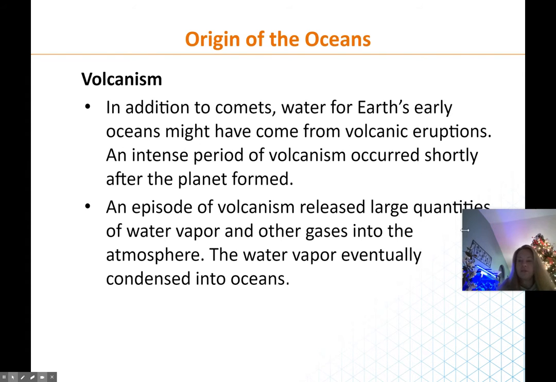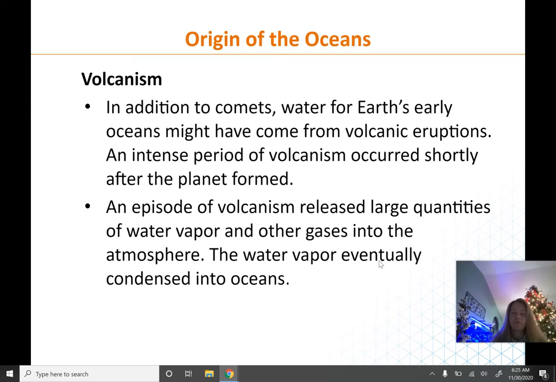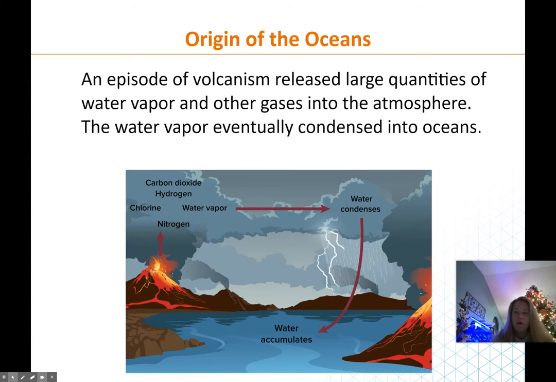And then volcanism. So I mentioned that deep in the Earth we have water vapor trapped. And so as volcanism occurs, which is just a volcano erupting, we get large quantities of water vapor that go into the atmosphere. And so those can also condense and form water and can condense and form the oceans as well.